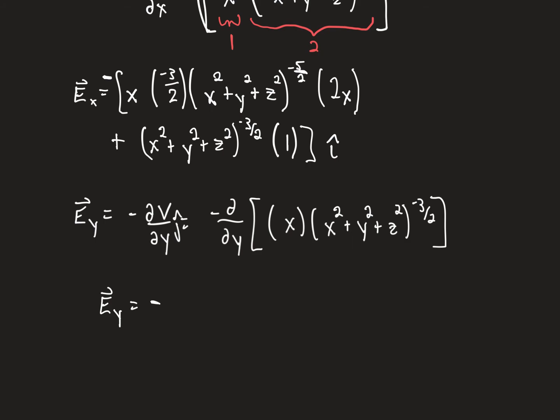Still got the negative. Take the derivative now with respect to y. I have the first variable times the derivative of the second. So the first variable is x. That stays, times the derivative of the second. What's the derivative of all of this junk over here? How do I do it?